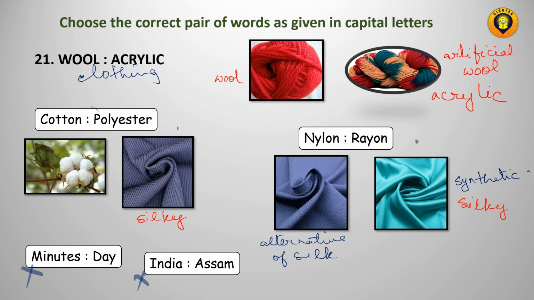If you look carefully, you will see that we all know cotton clothes, right? We feel very comfortable in cotton clothes during summertime. And polyester is a kind of silky fabric. They are also involved in clothing, but the texture is different. Here in this question, this is real wool and this is artificial wool, a kind of mimic of wool. You can also make sweaters from acrylic. Here, nylon and rayon both are silky. One is synthetic silk and the other is an alternative to silk. Both of them are silky in nature, like you can see in the picture. So according to this, our answer would be nylon and rayon.